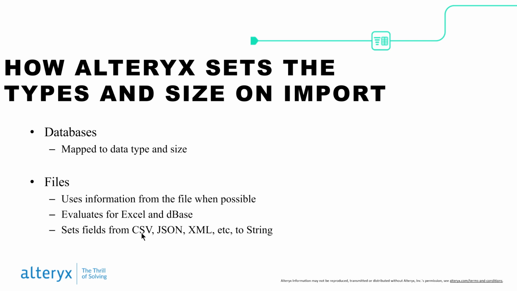And then there's certain kinds of files like CSVs, JSONs, and XML that just always come in as string data type. They don't have any metadata associated with them. So they'll come in as string, and then you'll have to do some parsing afterwards to kind of get the data looking how you want.